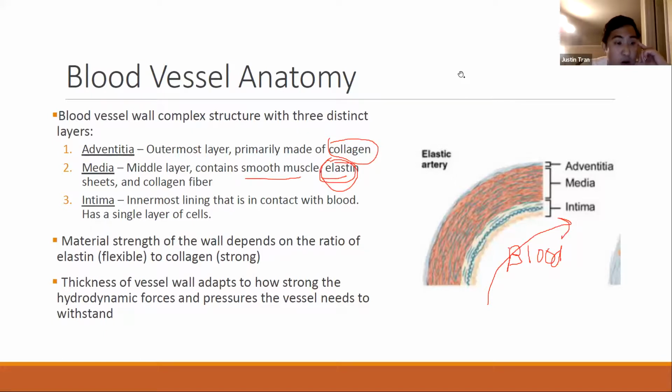One thing we'll talk about a lot in this class is the thickness of your vessel wall. If you think of a pipe, the solid part of the pipe usually has a certain thickness, and your blood vessels are the same way. The thickness of the vessel walls is an important part of the cardiovascular system. In fact, the thickness is going to adapt based on how strong the hydrodynamic forces and pressures are within that vessel.